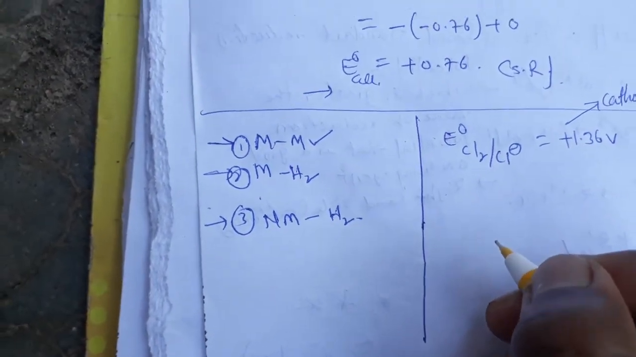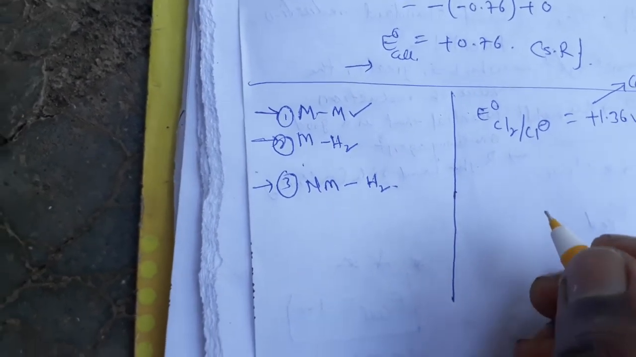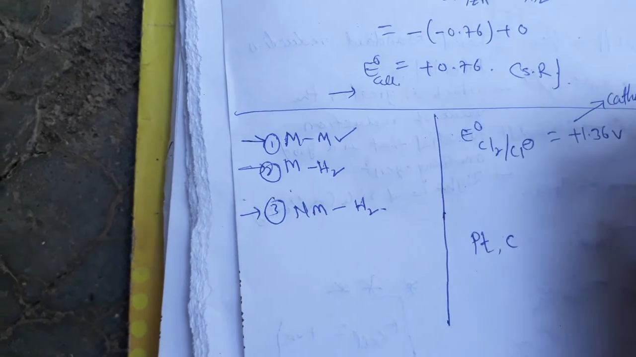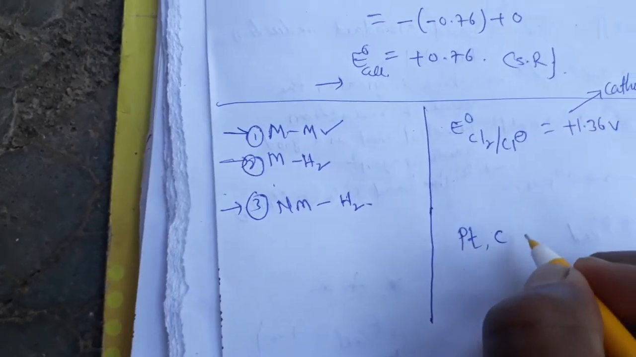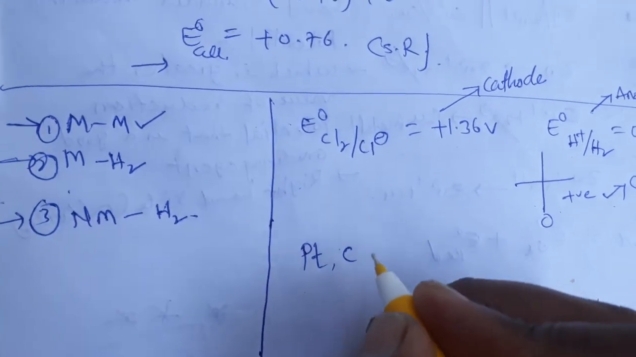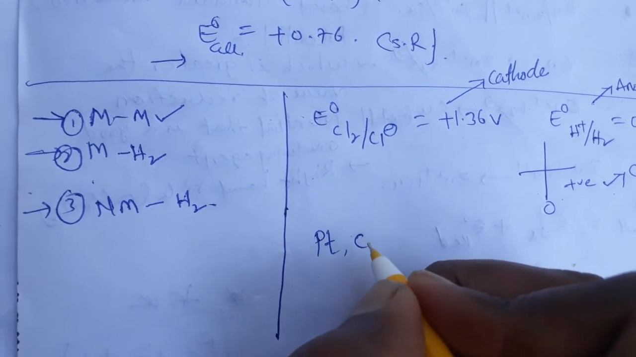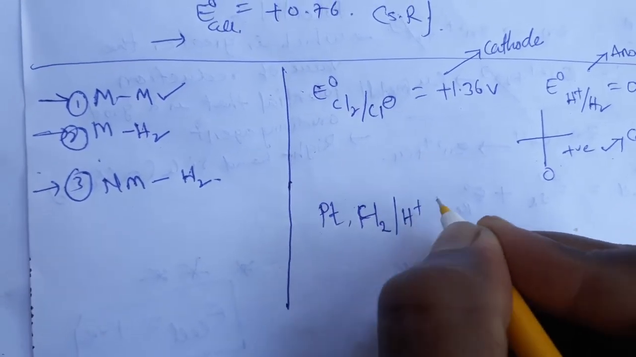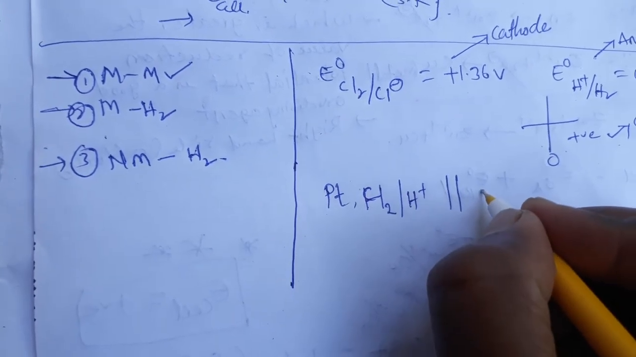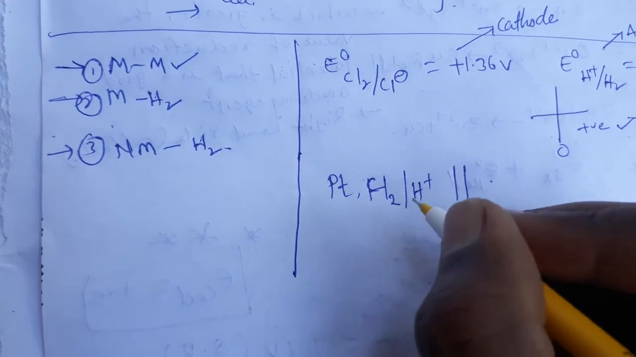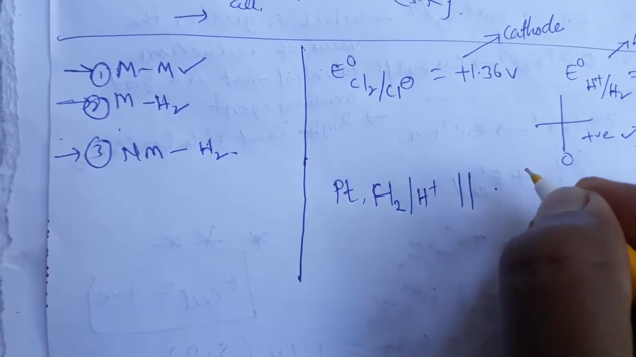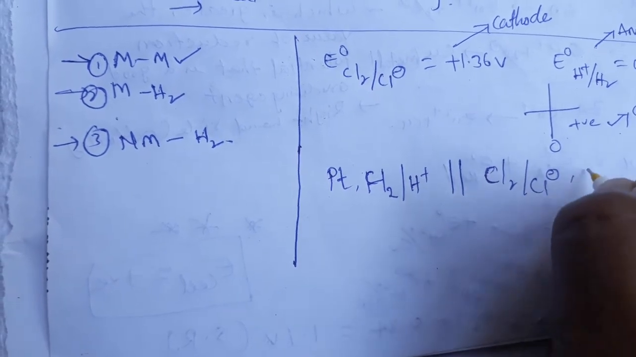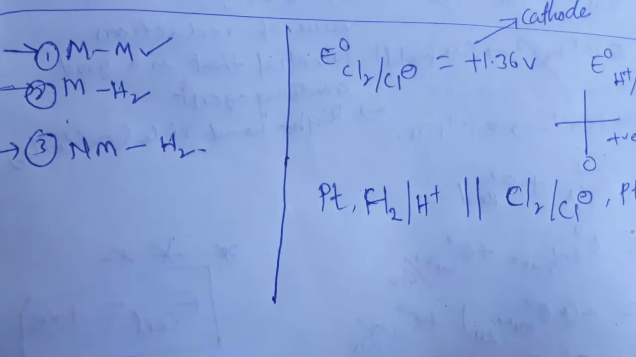So how can we make the cell? First we make the cell with platinum electrode, because both are platinum. The left side is the anode, obviously. On the anode side, platinum with H plus, that is, H2 by H plus, and the salt bridge will be present. Here oxidation is taking place, and on the right side reduction takes place: Cl2 by Cl minus with a platinum electrode.